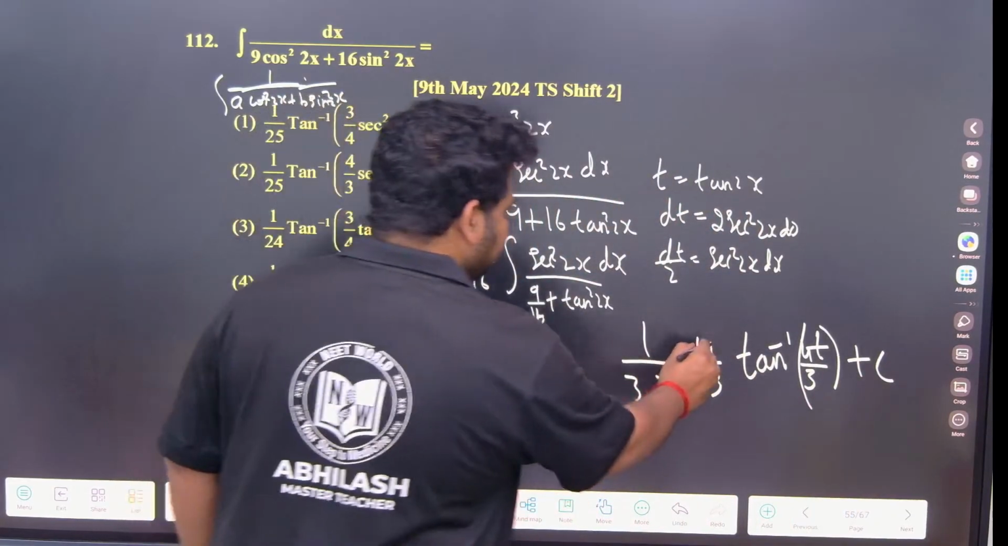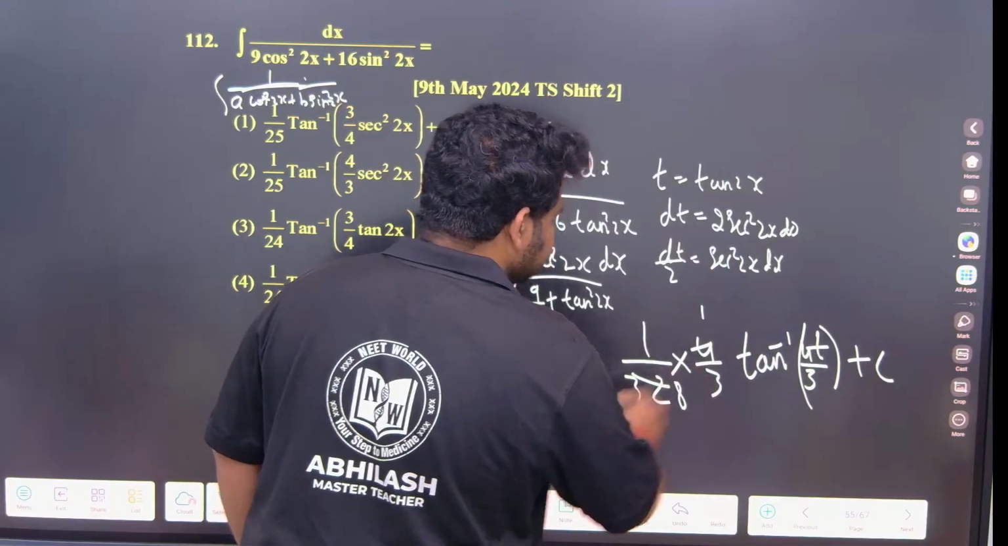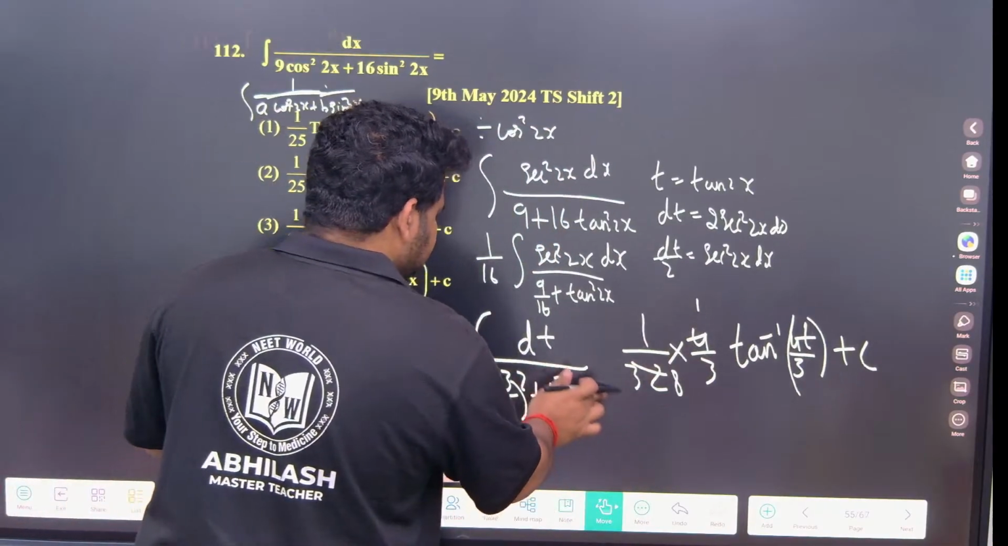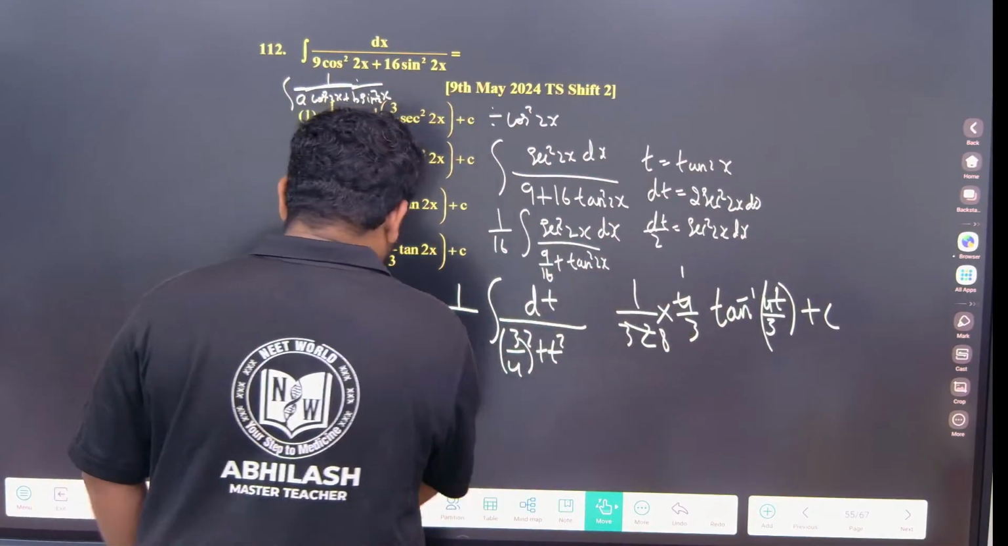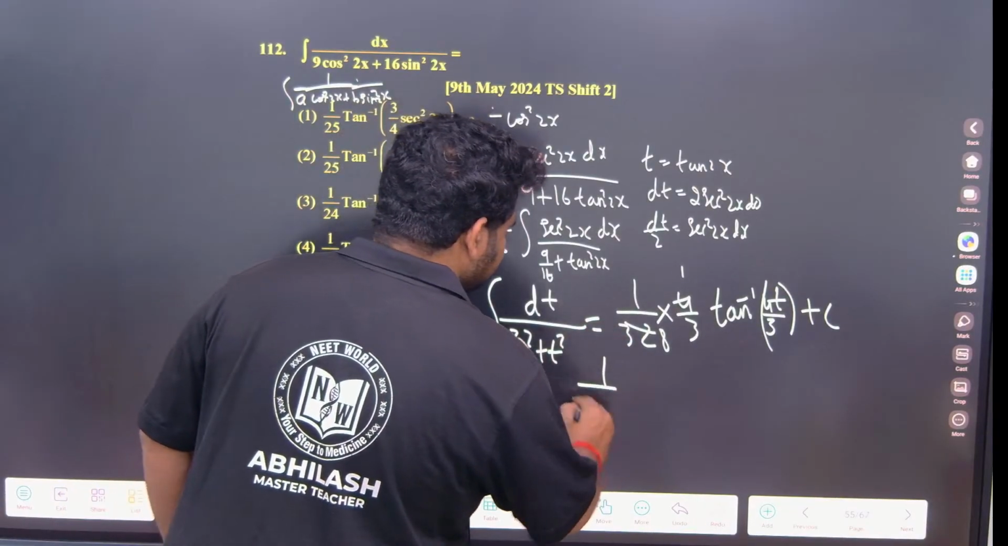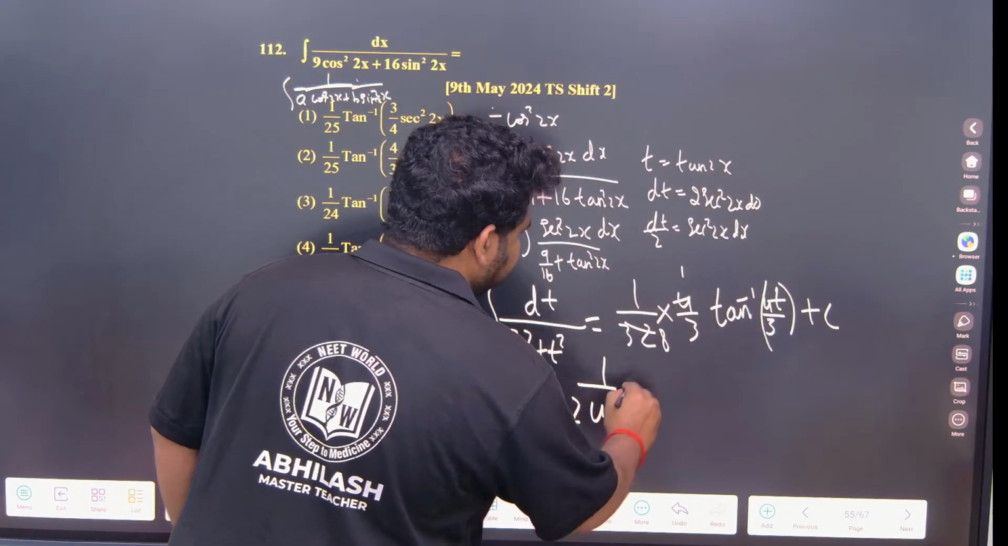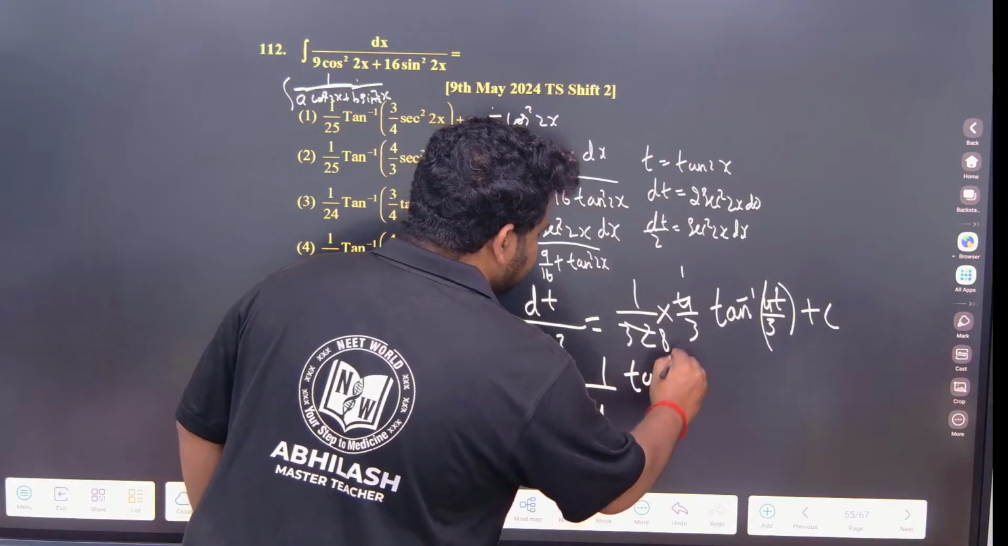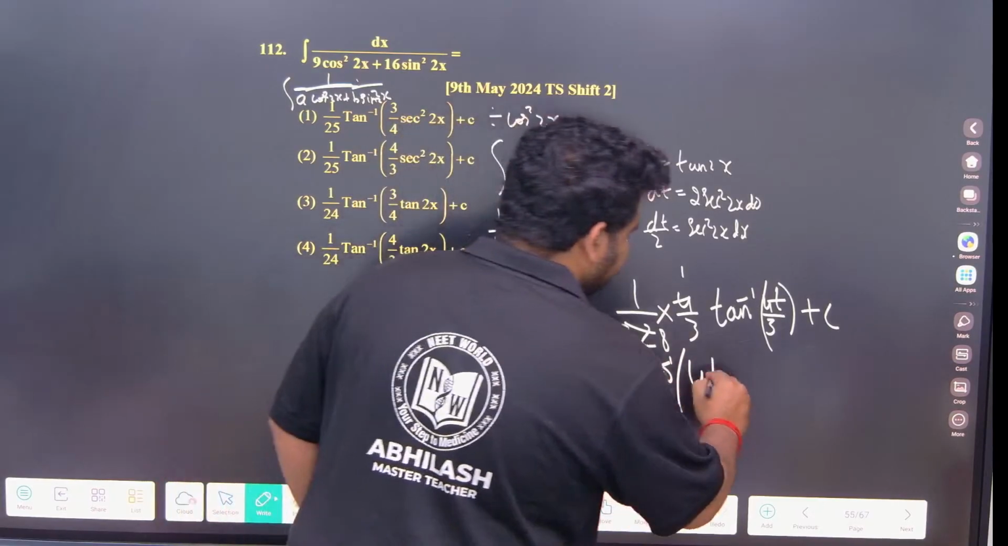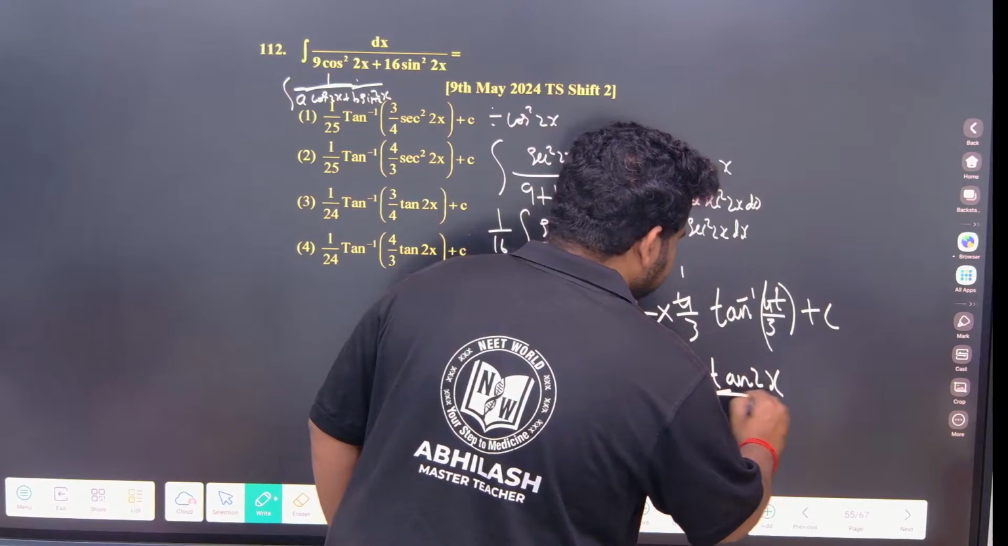So this will be what? 4 1s are 4, 8 3s are 24. We are having this, correct no? 8 3s are 24. So 1 by 24, tan inverse of 4 into tan 2x by 3 plus c.